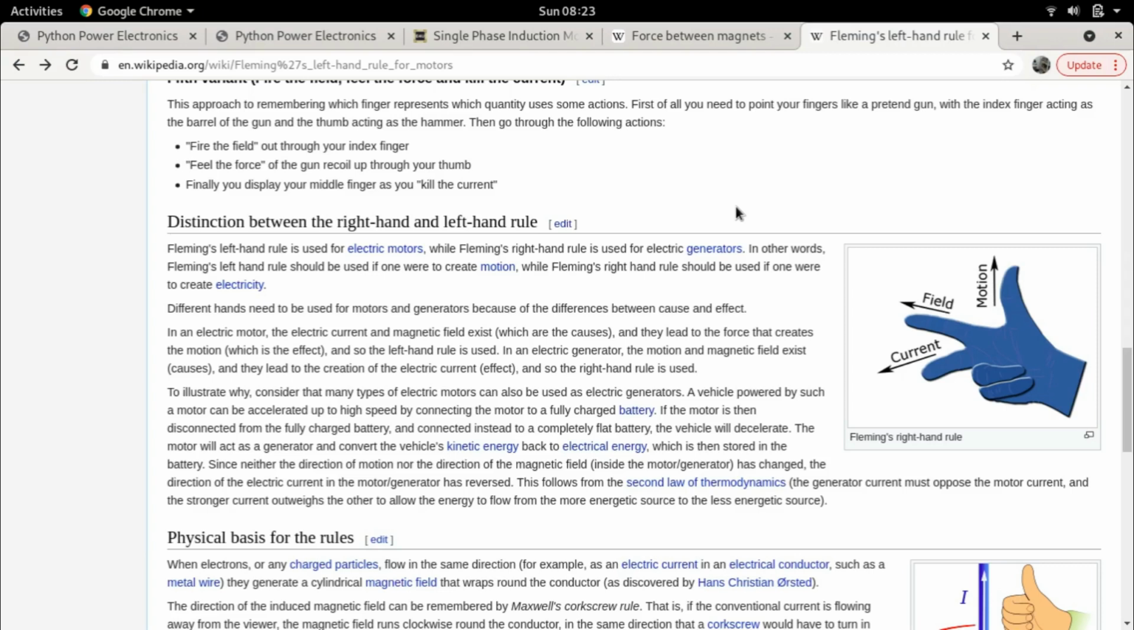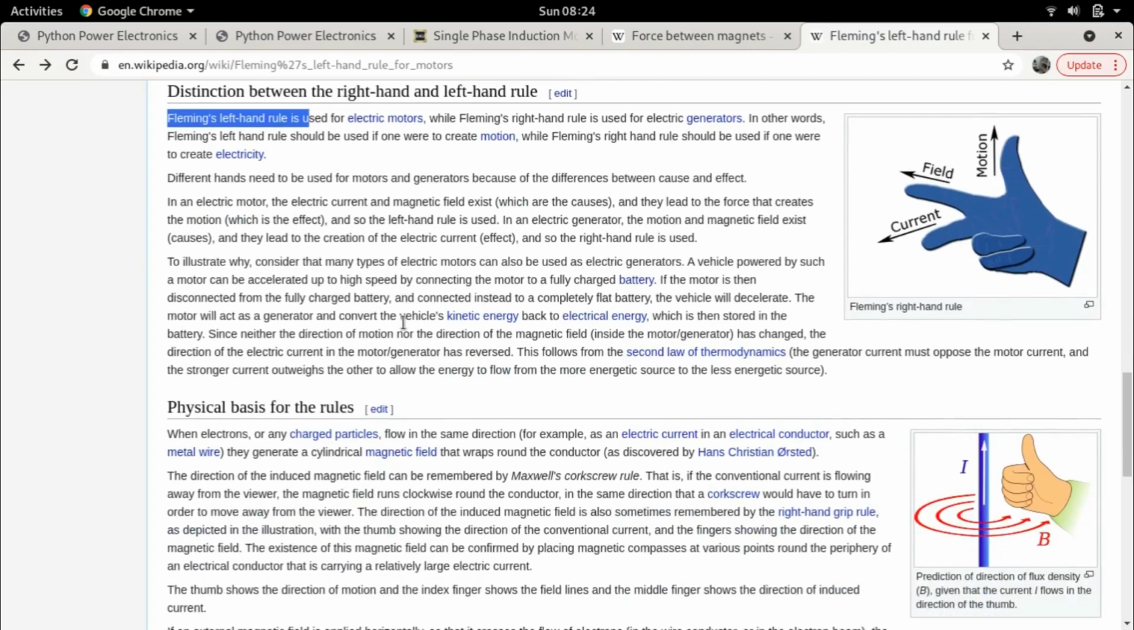But it's important that when the motion is producing a current, in that case you have a generator, and when you have a generator you must use a right hand rule. Here we do not have a generator, we have a motor. Therefore we must use Fleming's left hand rule. So do not use your right hand, use always your left hand.